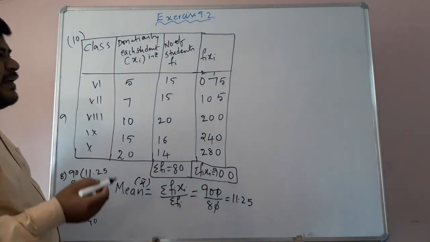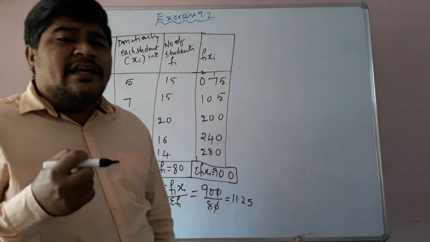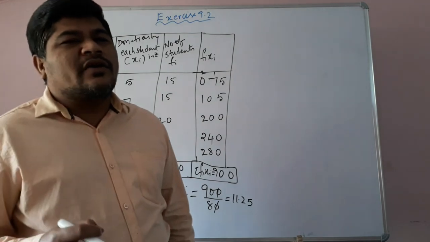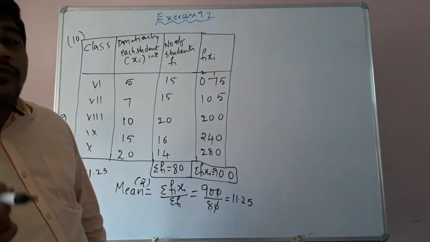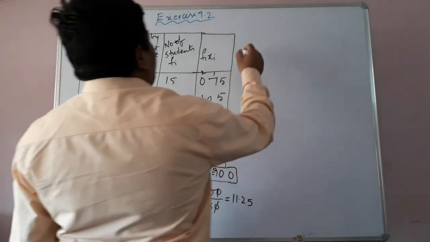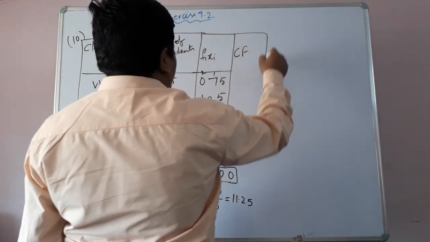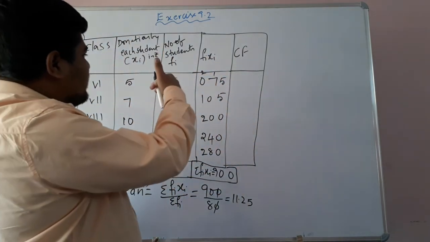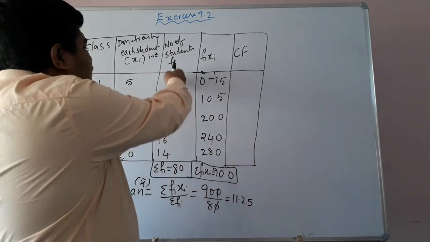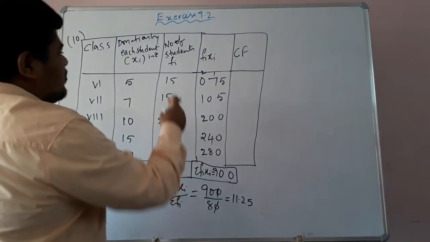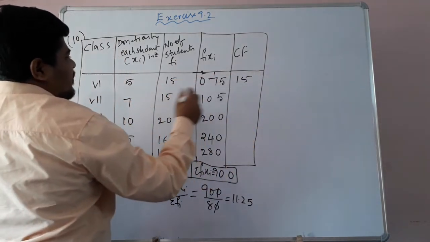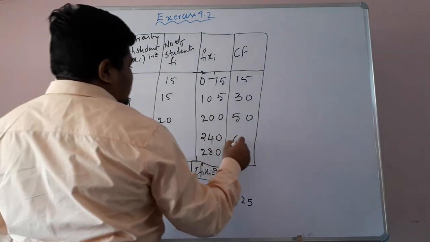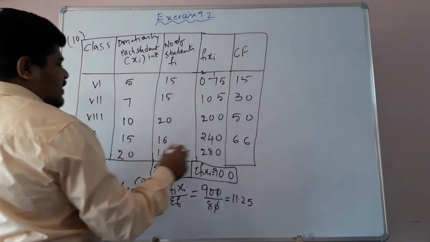Now we will find the median. What is the median, children? Middle observation of the ordered data. So to find the median of ungrouped tabulated data, we have to find the cumulative frequencies. Now children, we need to find cumulative frequencies. CF stands for cumulative frequencies. It means, children, as we are coming down, we have to add up the frequencies. So first 15 plus 15 is 30, 30 plus 20 is 50, 50 plus 16 is 66, 66 plus 14 is 80.